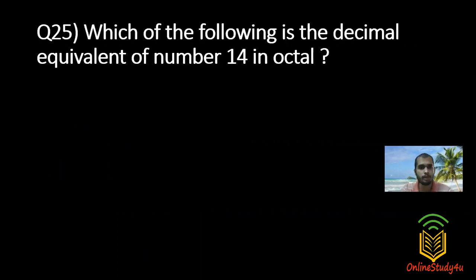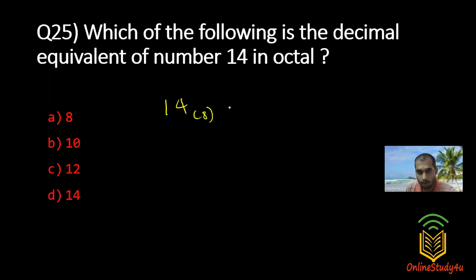That is the 25th question. Which of the following is the decimal equivalent of the number 14 in octal? Option A, 8. Option B, 10. Option C, 12. Option D, 14. So what they are saying is you have the number 14 in octal form and you need to convert it into decimal format. Very simple.